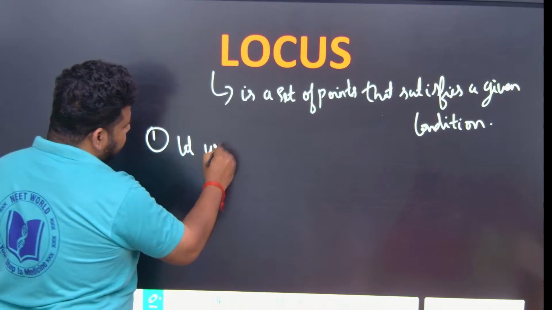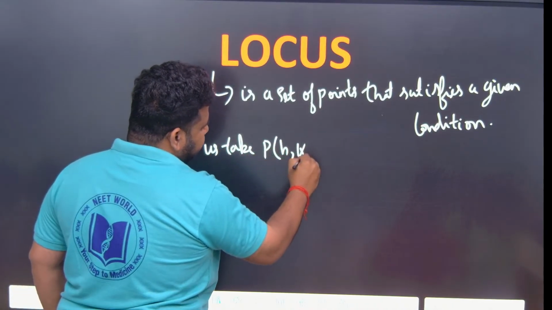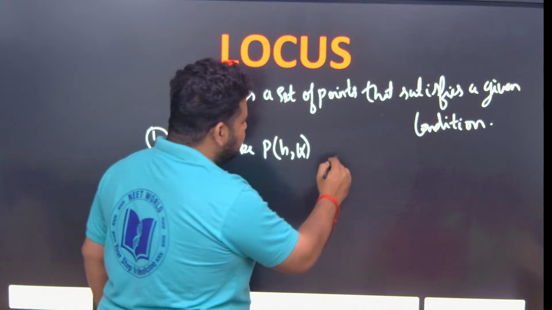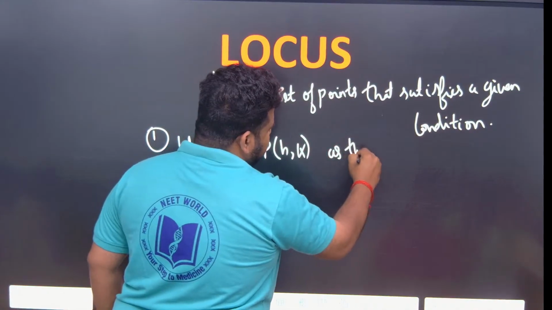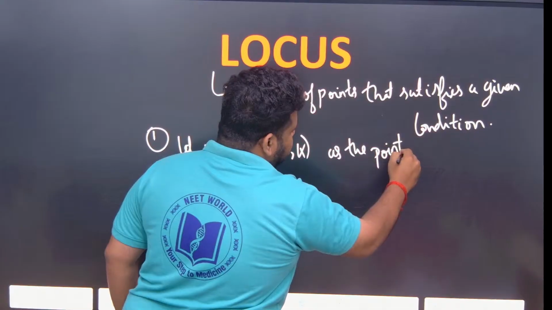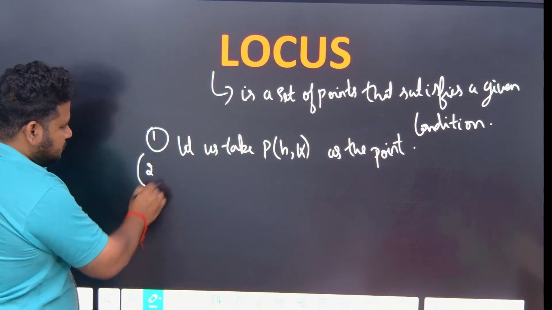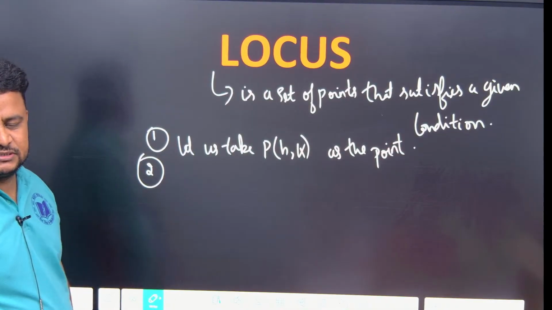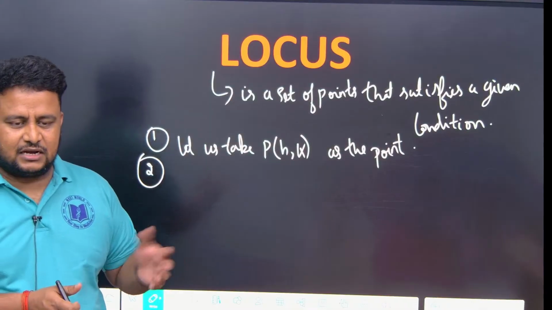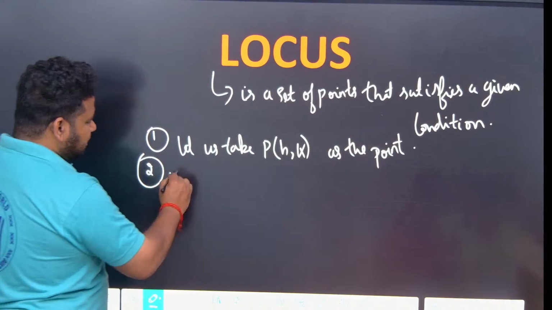Let us take P(h, k) or P(alpha, beta). Instead of x, y, you can take h, k as the point. Out of the set of points, let us take one point. After that, they would have given various conditions: the circle is passing through this, the circle is making some angle, or a tangent is passing through this. Like that, there will be various conditions. So use all the conditions.